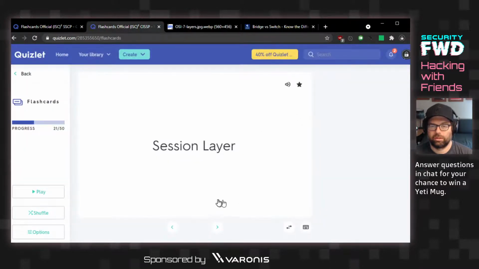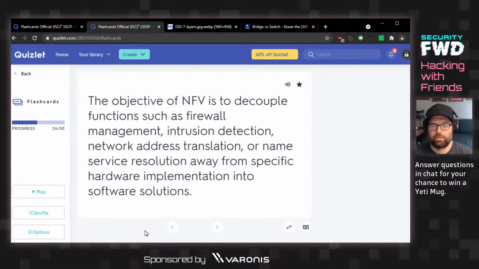All right, session layer. Presentation layer, 6. Application layer is 7. Okay. All right, the objective of NFV, which I don't know what that is, to decouple functions such as firewall management, intrusion detection, network address translation, or name service resolution away from specific hardware implementations into software solutions.